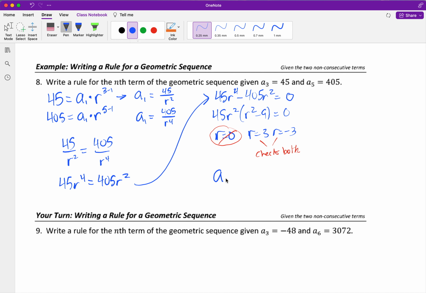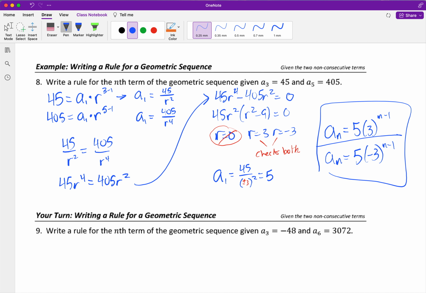So I'm just going to use one of these. I'm going to use the 45 over r squared. And if I have a plus or minus 3, nothing's going to change there, right? Plus or minus 3 squared is always going to give me a positive 9, and I'm always going to get an a1 value of 5, which means that I could write this as an equals 5 times 3 to the n minus 1, or I could write this as an equals 5 times negative 3 to the n minus 1.